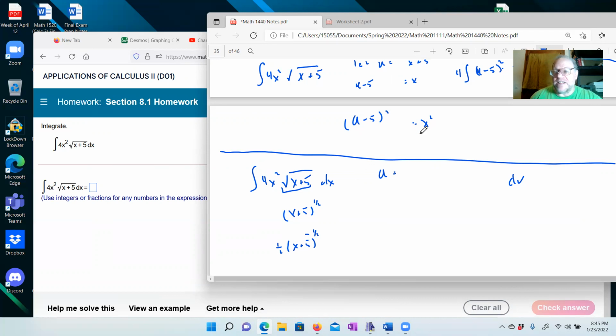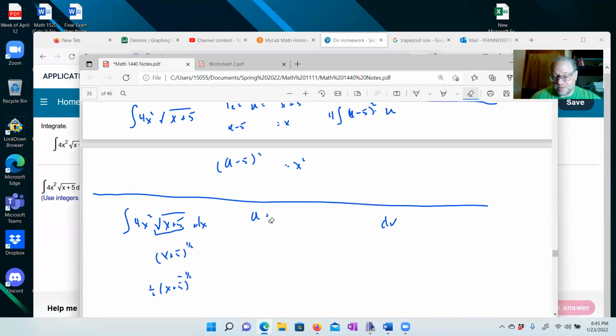Generally, if you have to do this problem twice, because you have integration by parts inside of an integration by parts, whatever you pick for your u and whatever you pick for your dv pretty much has to be the same kind of term. So let's let u equal 4x squared and let x plus 5 to the 1/2 power be our dv. So this is dx here.